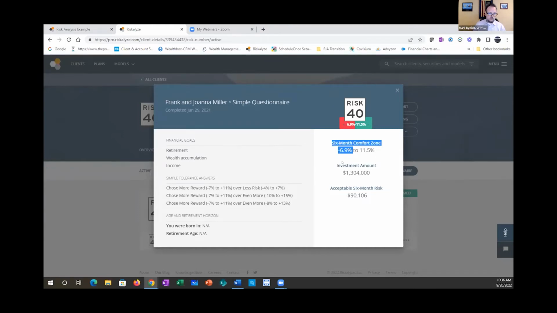So that's all well and good, plus 11.5 minus 6.9. But one thing I like that this tool does that most others don't is they give you the dollar amount. Well, that's a $90,000 drop in 6 months. How do you feel about that?